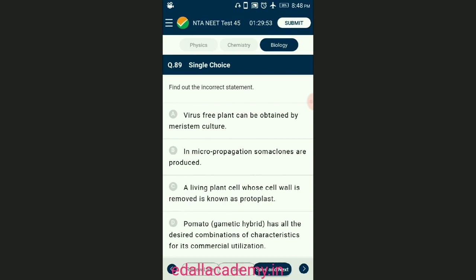The hybrid becomes a cybrid if one of the two nuclei gets degenerated. The first somatic hybrid was obtained by Carlson et al. in the year 1972 between Nicotiana glauca and Nicotiana langsdorffii, species of tobacco. The intergeneric somatic hybrid is pomato, a combination of potato and tomato. But unfortunately, pomato did not have all the desired combinations of characteristics for its commercial utilization. So the answer for this question is option D. From the given four statements, the incorrect statement is option D. Pomato, as a somatic hybrid, has all the desired combinations of characteristics for its commercial utilization.